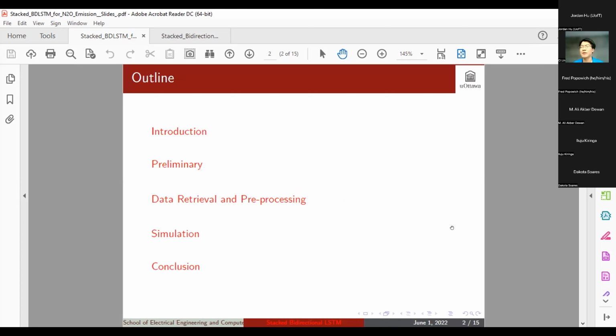Firstly, I want to give you some introduction about the background and the motivation of this research. And then I will give you some knowledge about the long short-term memory. And then the data retrieval and preprocessing will be mentioned in the model 3. And then the simulation result will be presented in the tables. Finally, I will summarize the paper and give you the conclusion.